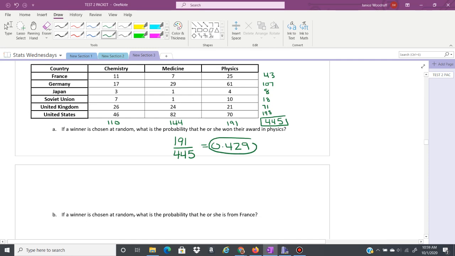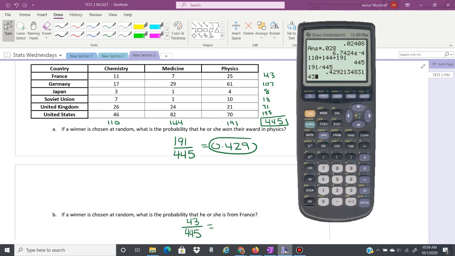Okay, if a winner is chosen at random, what is the probability that he or she is from France? So out of everyone, how many people were from France? You can go ahead and type it in if you are keeping up here. How many people from France? 43, yeah, so 43 out of 445 is going to give us 0.097.